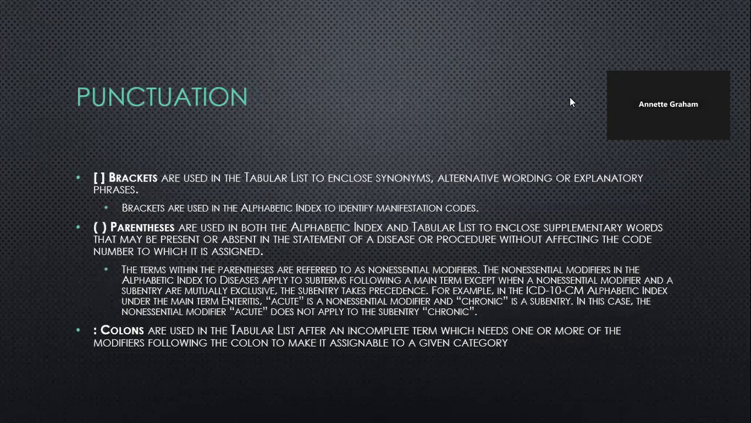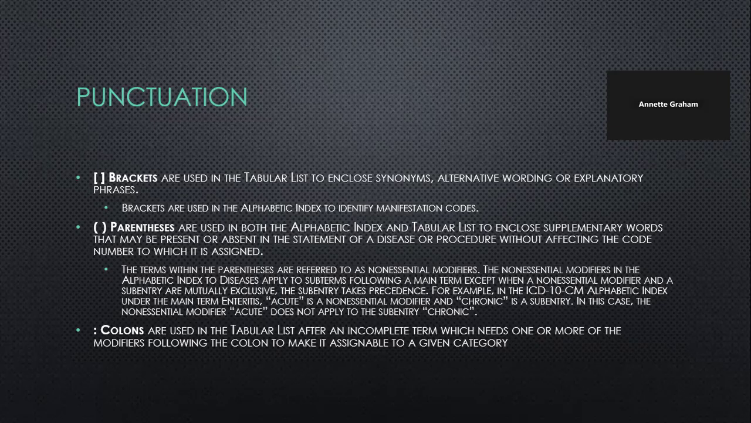So let's talk about punctuation. We have a couple of different things that we're going to cover today. First of all, we're going to start with brackets. As you see on your screen, the brackets appear in a squared-off closure, which is different than parentheses, which is a rounded closure. Brackets are used in the tabular list to enclose synonyms. This is an alternative wording or an explanatory phrase. Brackets are used in the alphabetic index to identify manifestations.